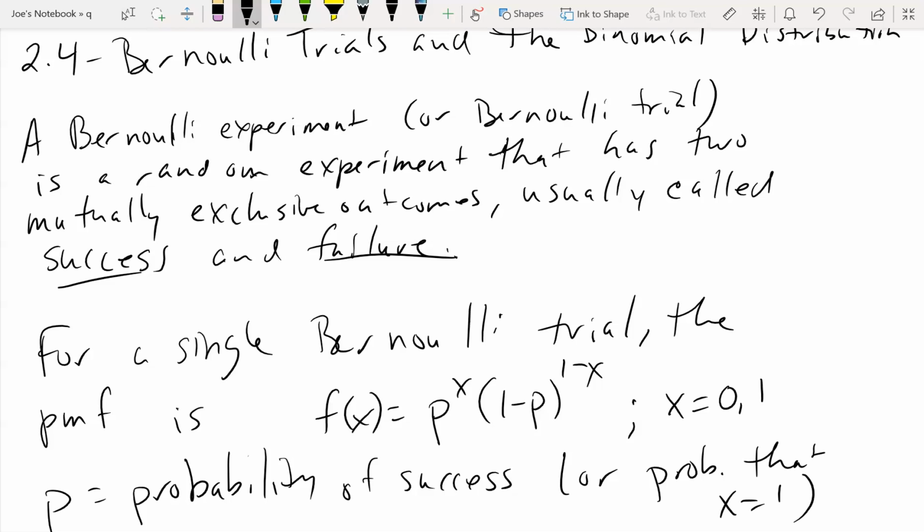In this case, we're associating the number 1 with a success. So that would be the probability that x equals 1, and you can check, if I plug in 1 into that formula, I really do get p, right?